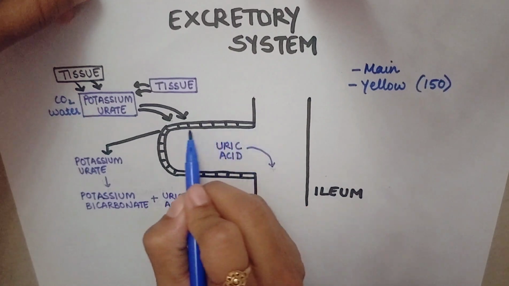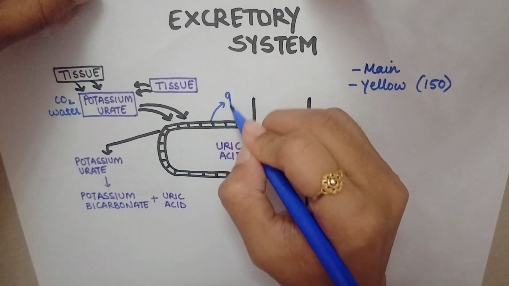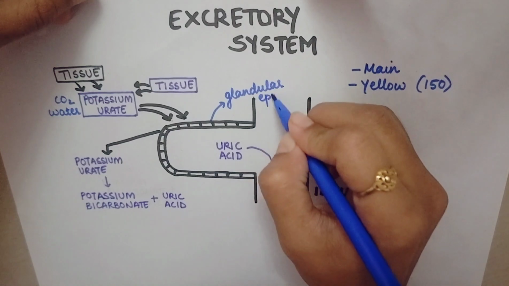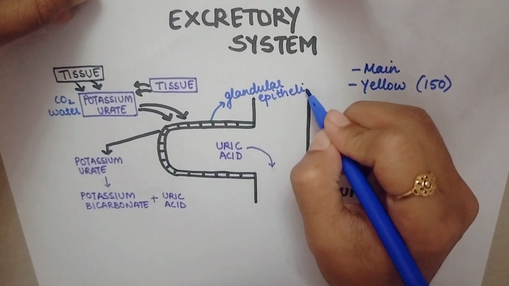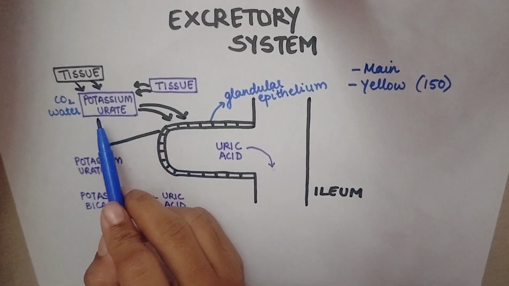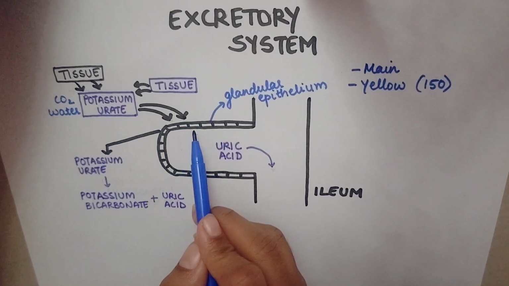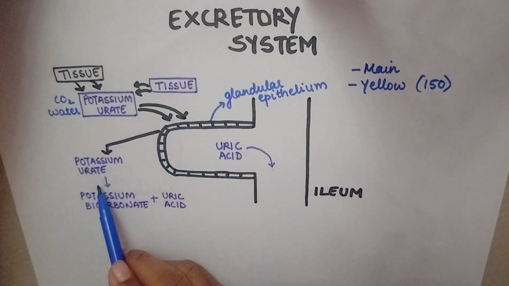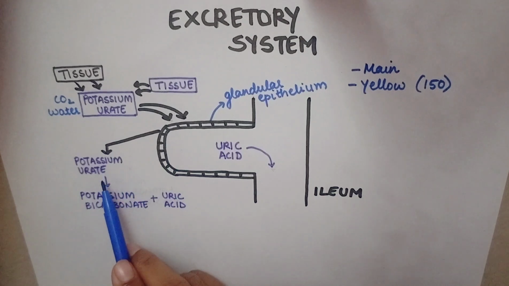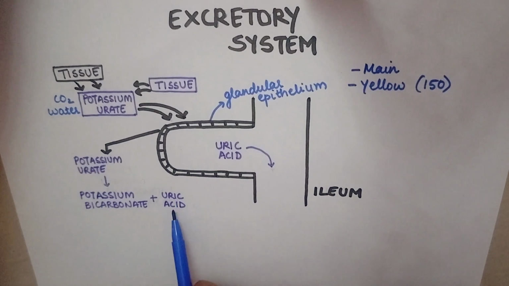Now, the Malpighian tubules are lined. See, a lining is present. What is this lining? This lining is of glandular epithelium. So, glandular epithelium will be present as a lining around the Malpighian tubule. Now, this potassium urate will be absorbed by the glandular epithelium, the lining of the Malpighian tubule, and it will be converted. See, this is the conversion which is going to happen inside. Potassium urate will be converted into potassium bicarbonate plus uric acid.